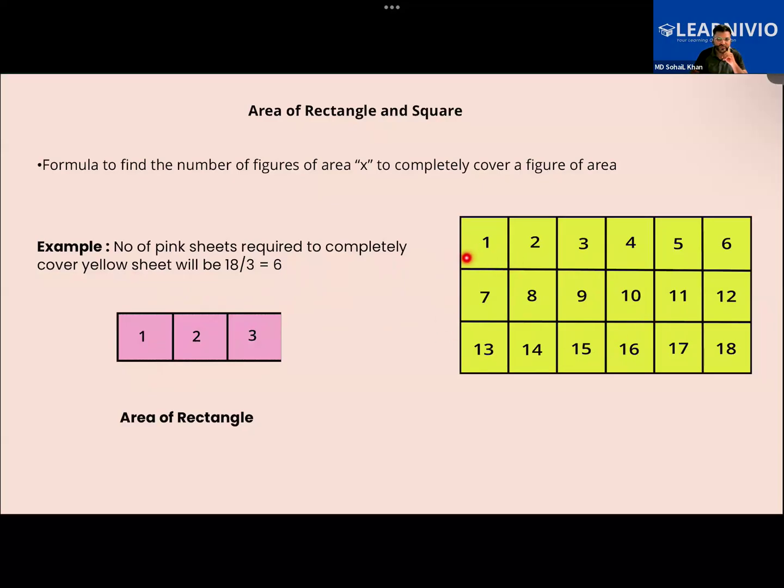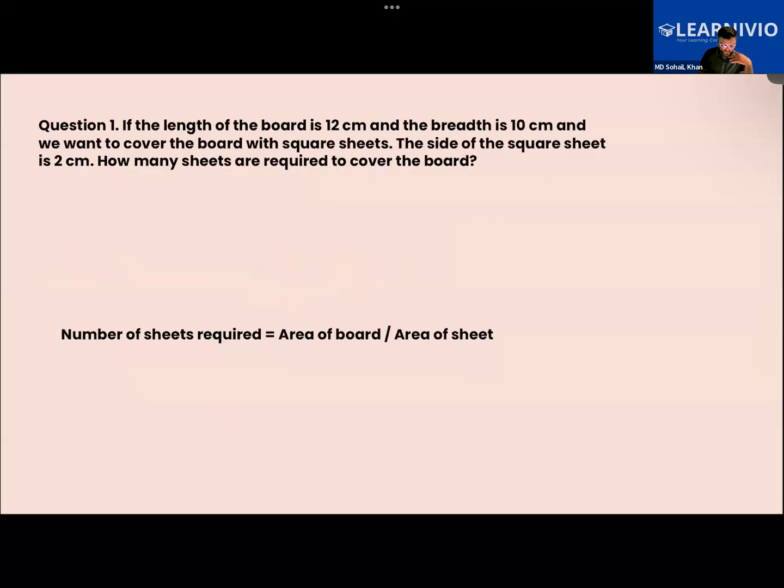In total, 6. Now you can place it like over here. One will be placed over here, then two, then three, then four, then five, then six. So hence we are getting a total of how much? 18 divided by 3, that is 6. That is the thing over here.